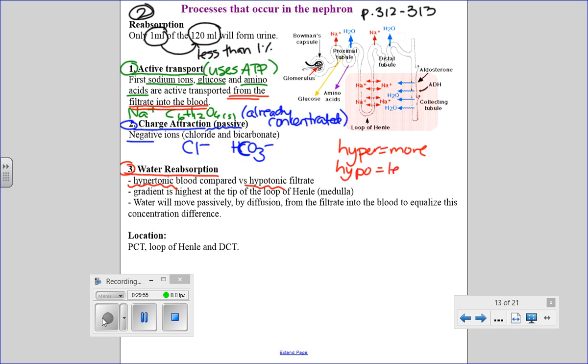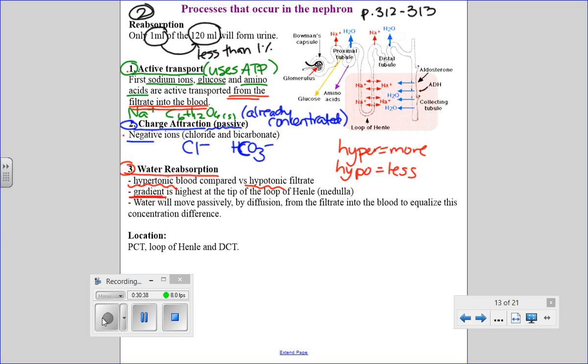Hypo means less. Since I'm using the words more and less, these terms are always relative. I have to compare two things to be able to use them. I couldn't just say your blood is hypertonic. Hypertonic compared to what? If I compare your blood and the filtrate, since all of these things just left the filtrate and went back into your blood, now your blood is more concentrated. So tonic means concentration, essentially. We're saying your blood is more concentrated and the filtrate is less concentrated.